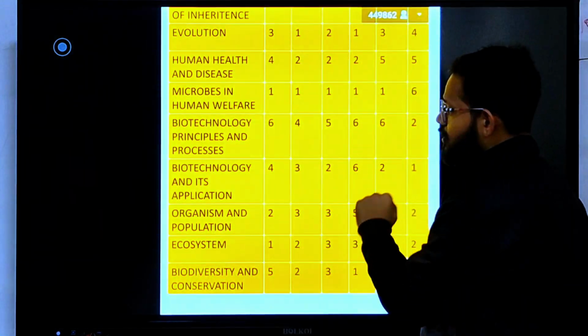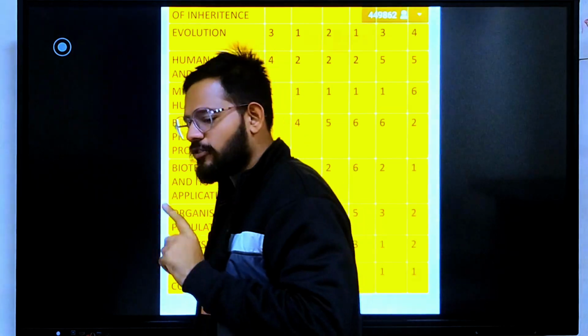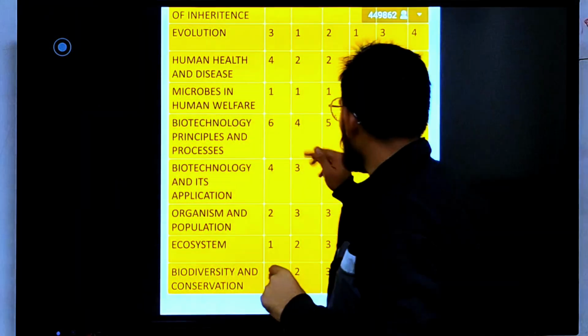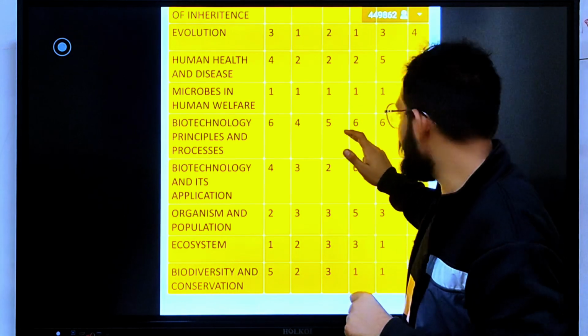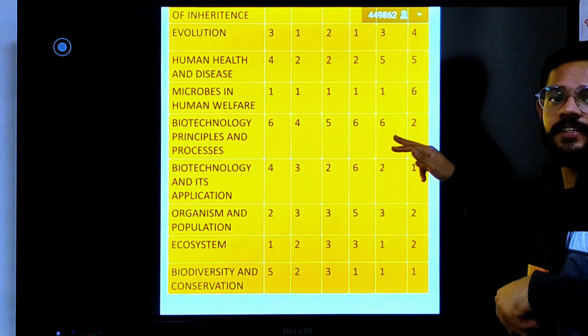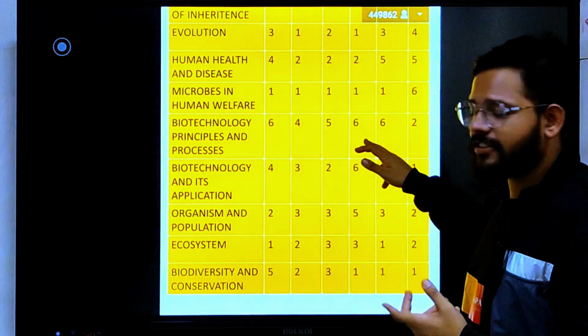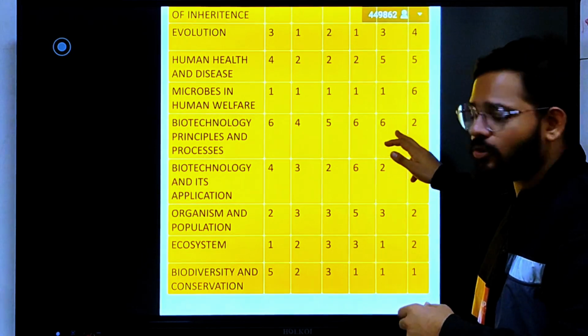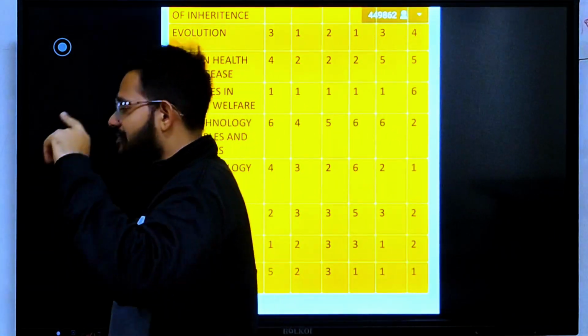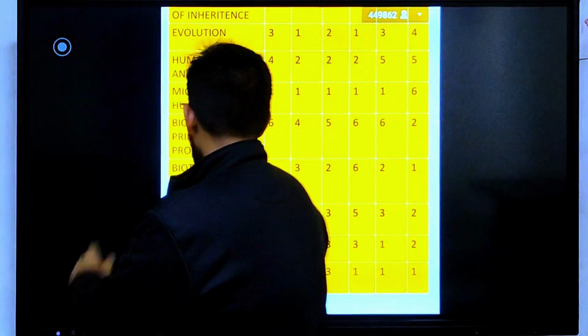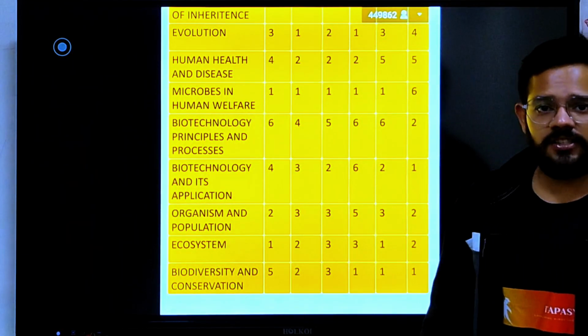Okay, so 6 questions came from your biotech in 2024. Then 4 questions in 2023. In 2022 you had 5 questions. In 2021 you had 6 questions. In 2020 you had 6 questions. In 2019 you had 2 questions. So maybe this year 5 questions are coming from your biotech principles and processes.